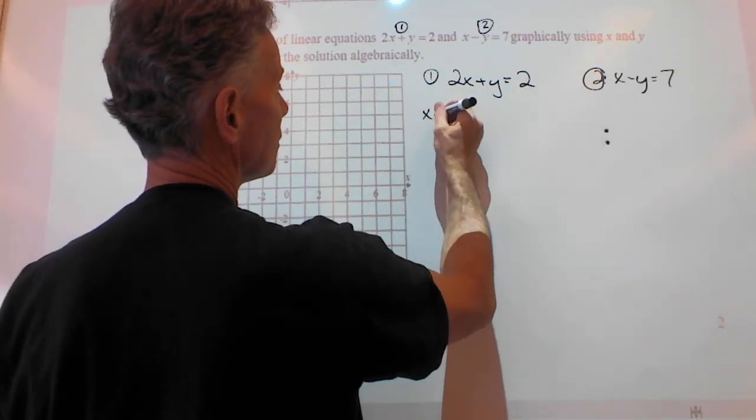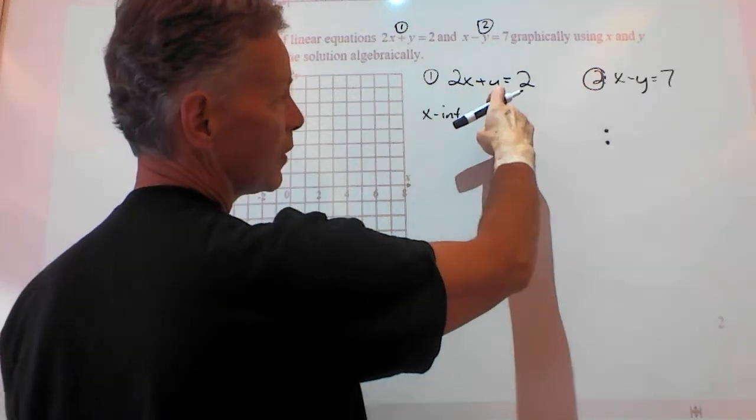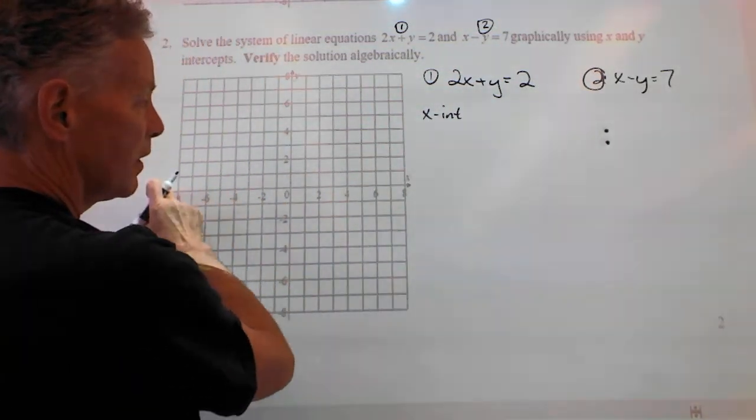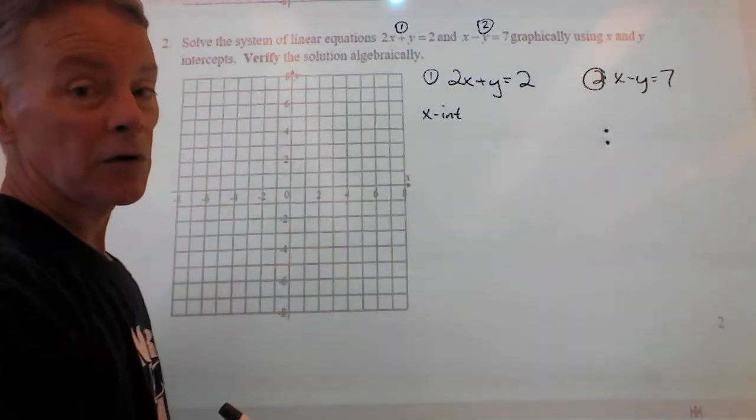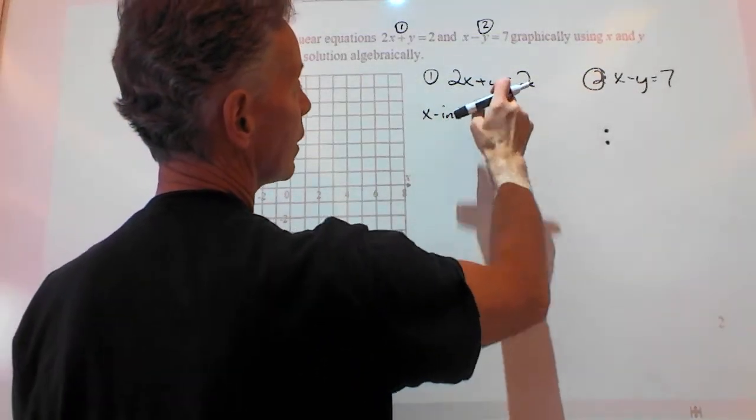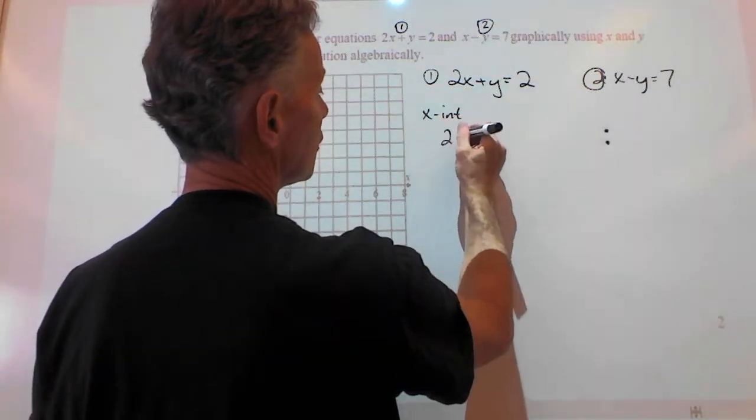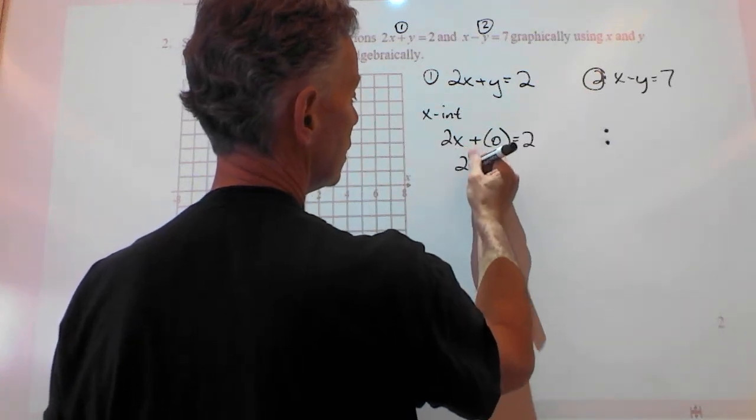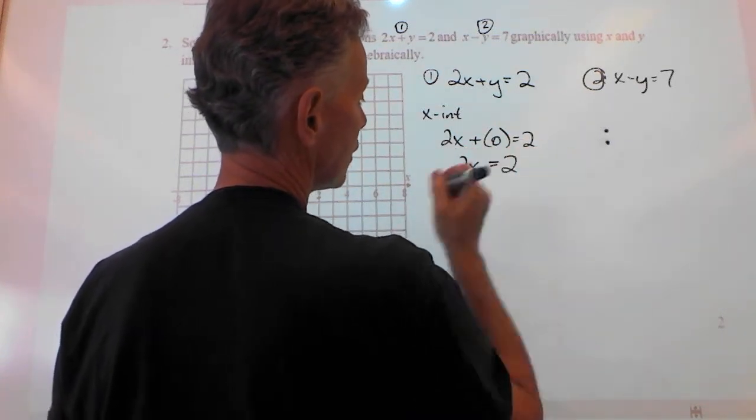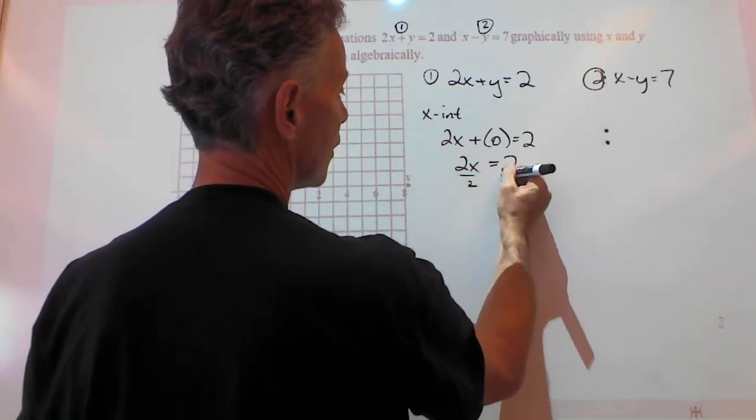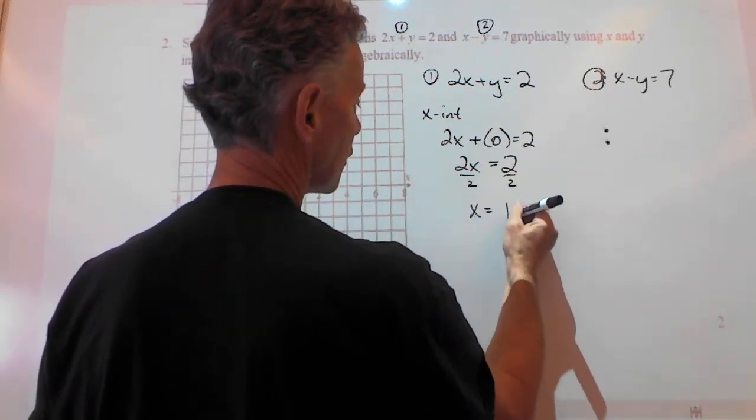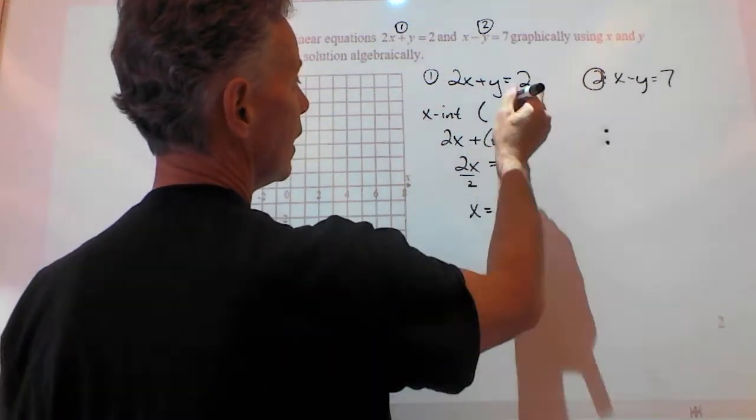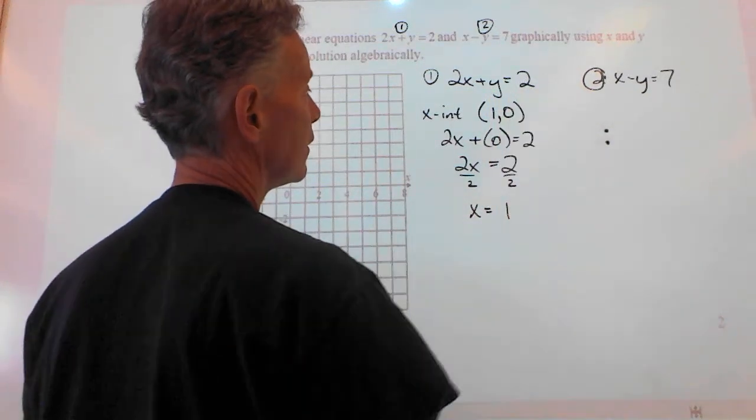To find our x-intercept, remember we substitute a value of 0 for y because we know that all points along the x-axis, which is where the x-intercept is located, will have a y-coordinate of 0. So this becomes 2x plus 0 equals 2. The 0 just disappears. 2x equals 2. And then dividing through by 2 gives us a value for x of 1. So our x-intercept is at 1 and 0.